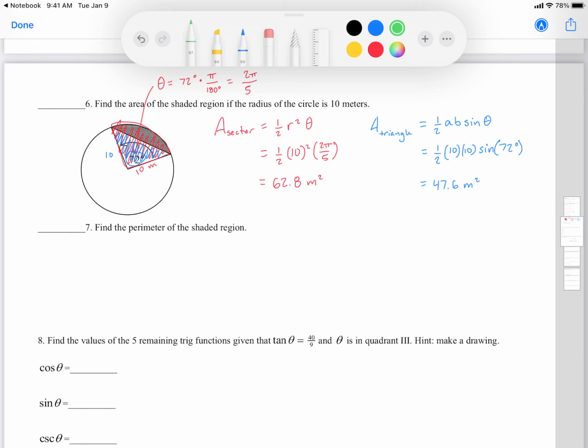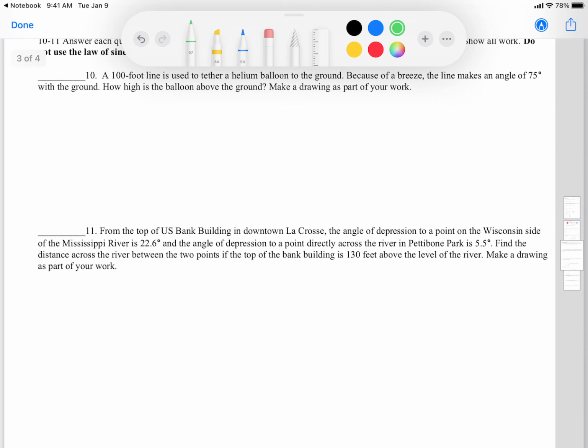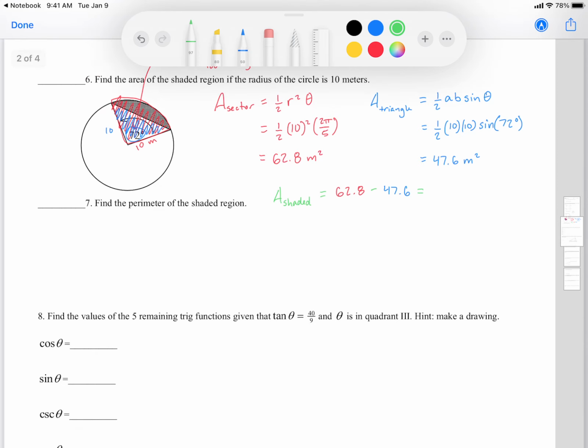So last step there, I'm going to say area of shaded is going to equal the area of the sector, which was the 62.8, minus the area of the triangle, which was 47.6. If you subtract that correctly, we end up with 15.2 square meters, and that would be our answer. I'll go ahead and throw that in this blank here. All right, that is number 6.